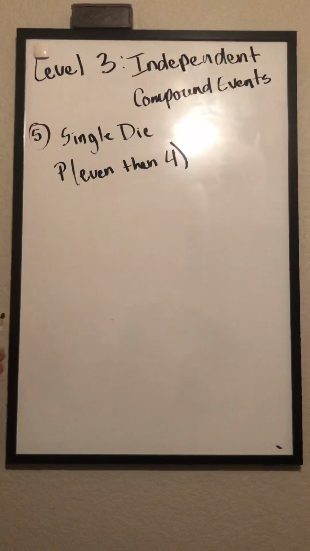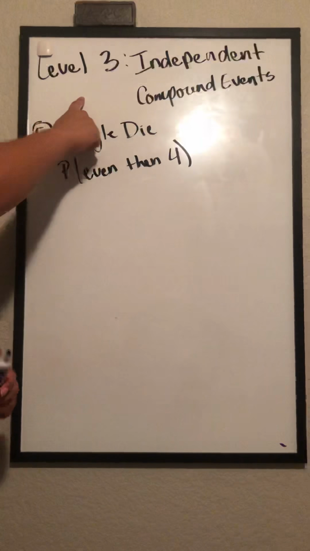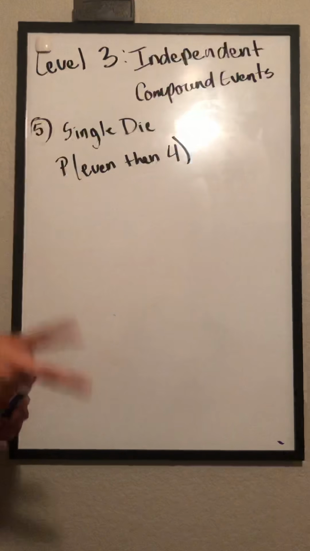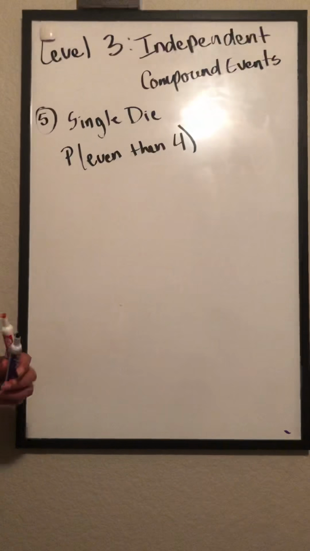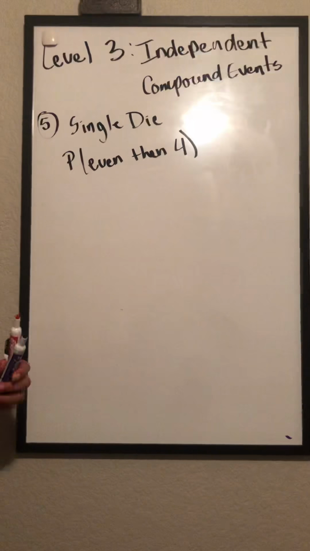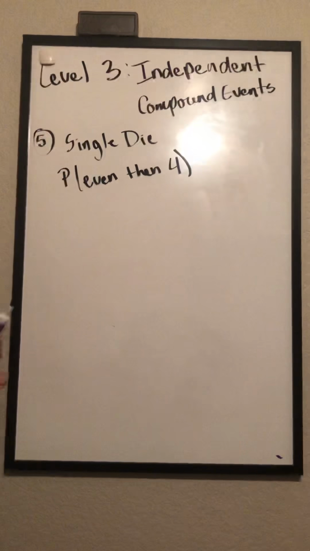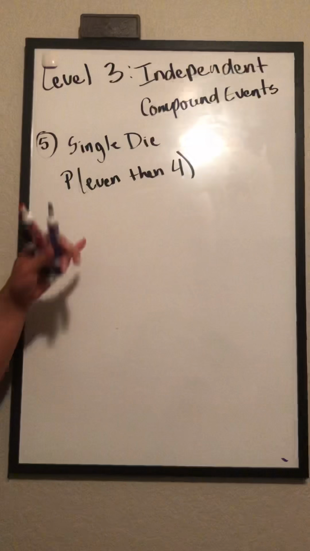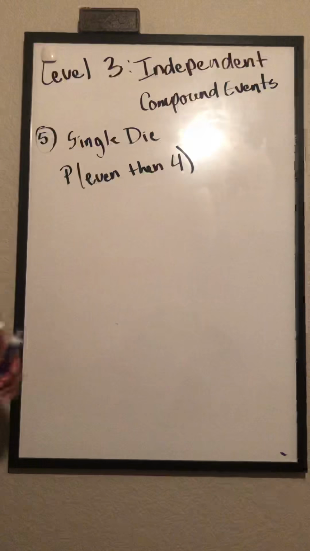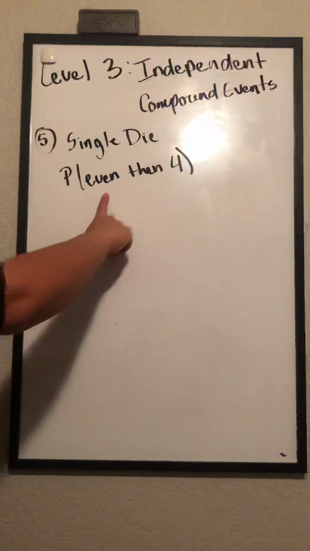Okay, so we're on our level 3s. Your level 3s are talking about compound events, so that's like two things happening. For the level 3, they're always going to be independent. So like number 5, or the first independent compound event, we asked you if I'm rolling a single die, I want to know what is the probability of getting an even number and then getting a 4.